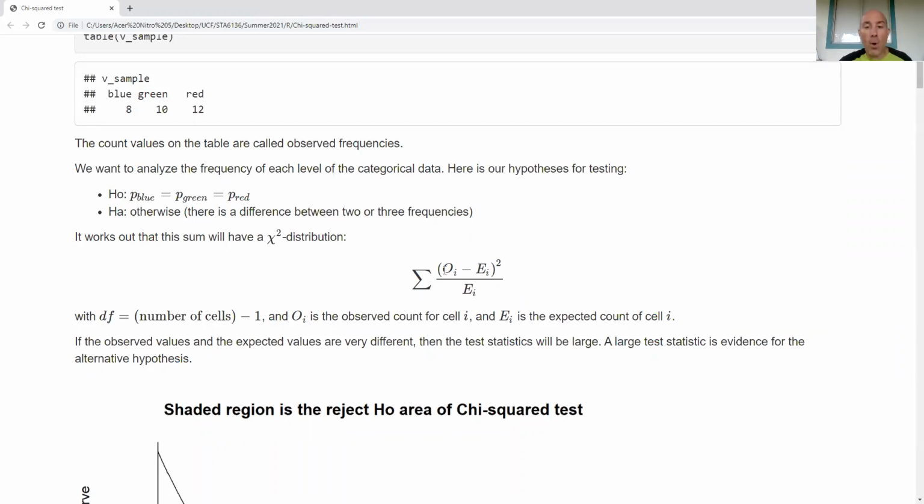So if the null hypothesis is correct, the observed and the expected should be relatively close to each other. If the alternative is correct, I would expect the observed and expected to be farther apart. When they're farther apart, that squaring makes it even bigger. And so the alternative hypothesis will be consistent with a larger test statistic. Remember, in hypothesis testing, if I see an extreme value away from the null, I go with the alternative. It takes extreme evidence to go with the alternative hypothesis. So if I see a big test statistic, I go with the alternative hypothesis.